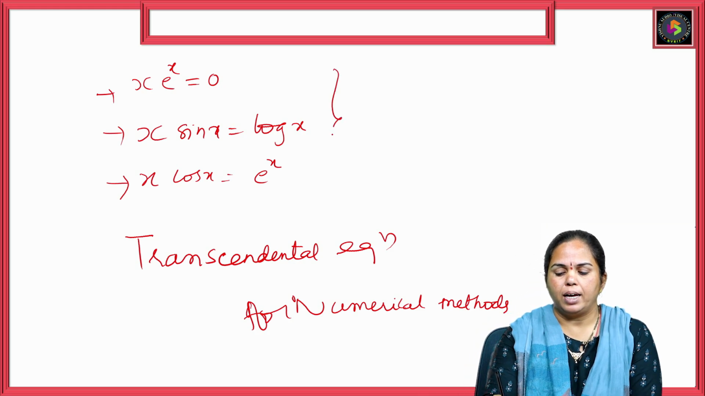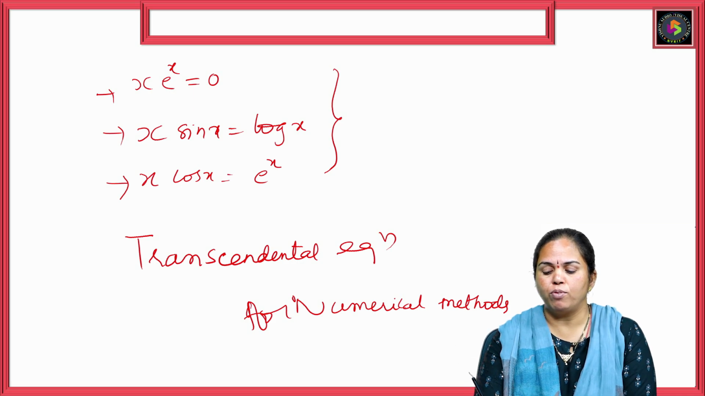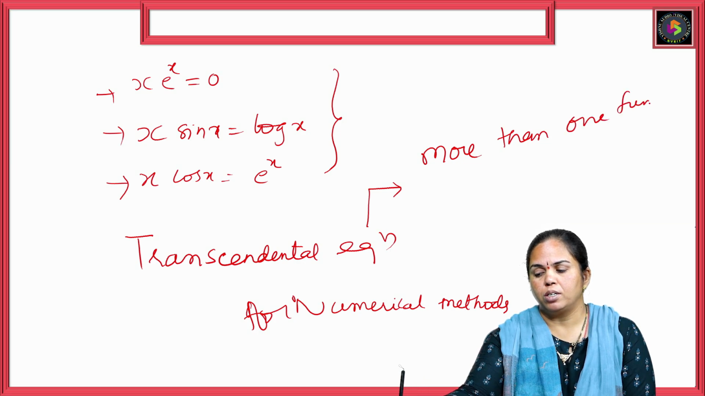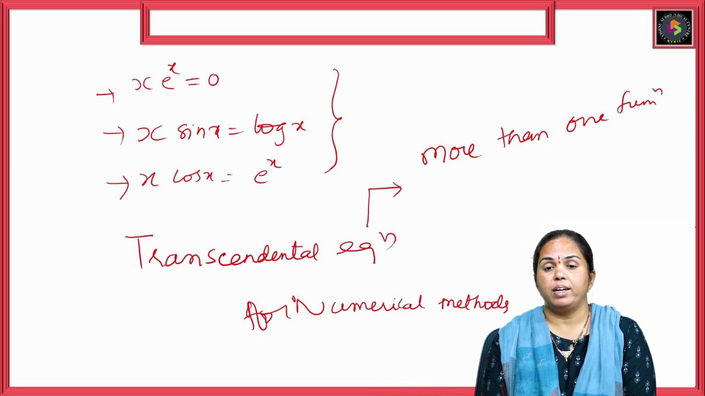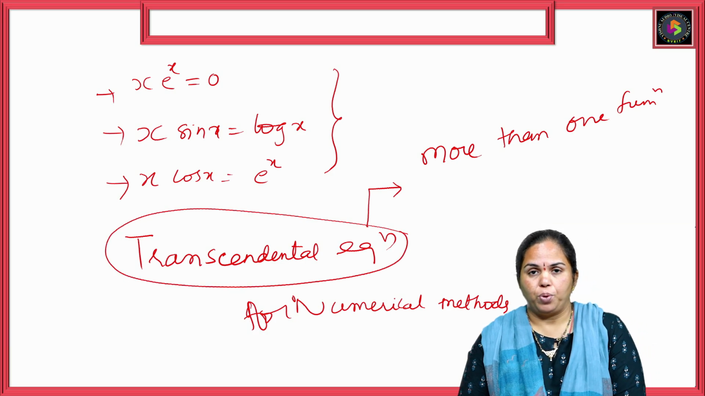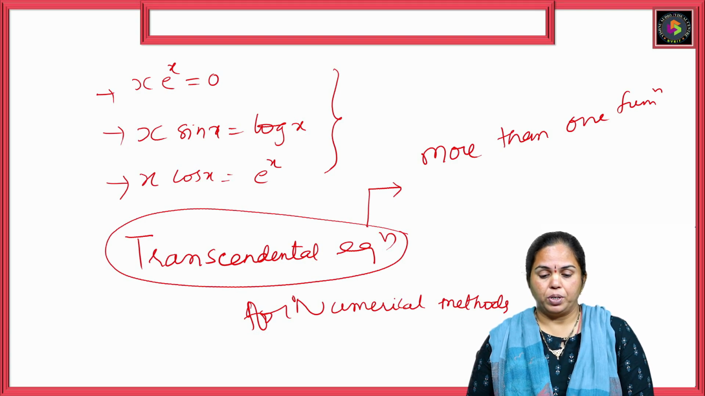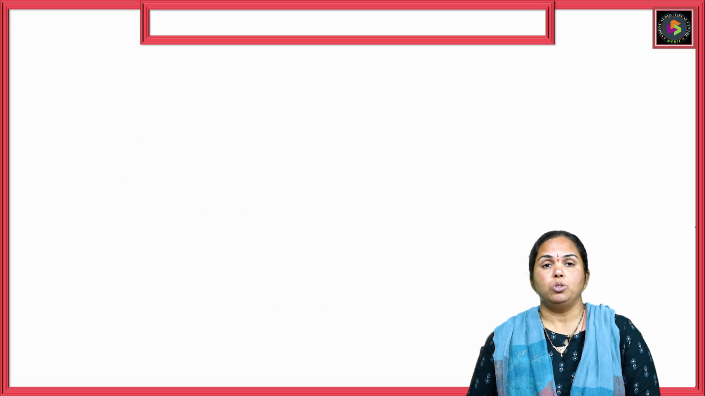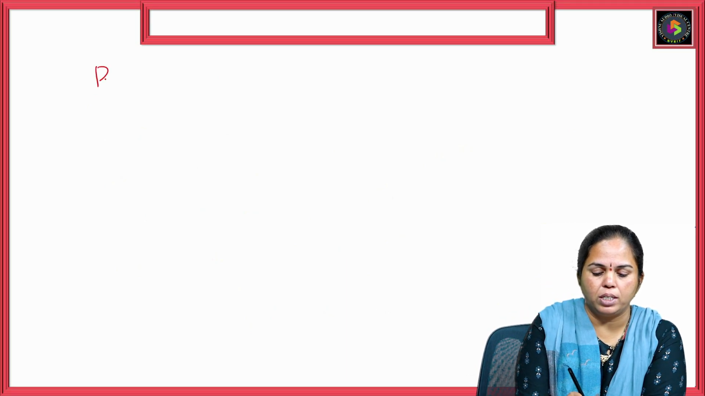These are the examples. Whenever we have more than one function in an equation, then that equation is called a transcendental equation. These are a few examples of transcendental equations. Now, first we are going to discuss the first method, called the bisection method.